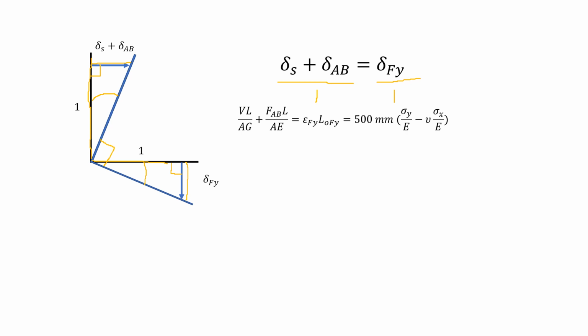equations VL over AG, FPL over AE, sa equation na to, here's what will come about. And take note that the deformation along Y is equal to the strain along Y and the L naught. L naught is 500 millimeters. Yun nga lang, since the bar F is subjected to multi-axial loading, we have this equation for strain. Okay? So, again, you have a force along Y, this is your axial strain, and you have a force along X, that is your lateral strain.